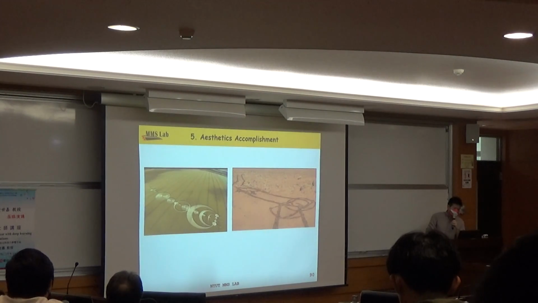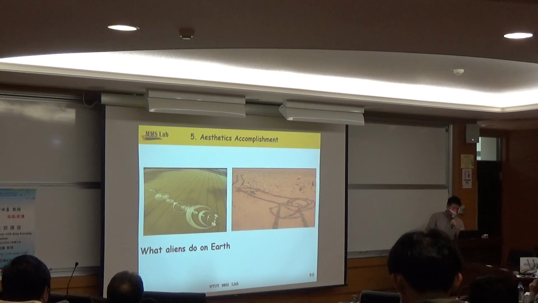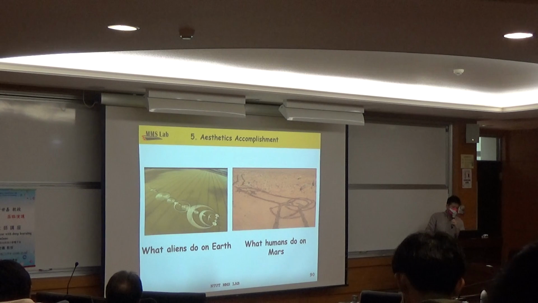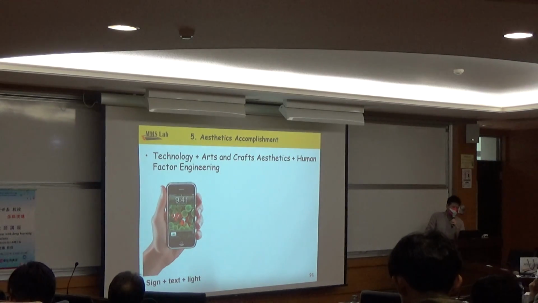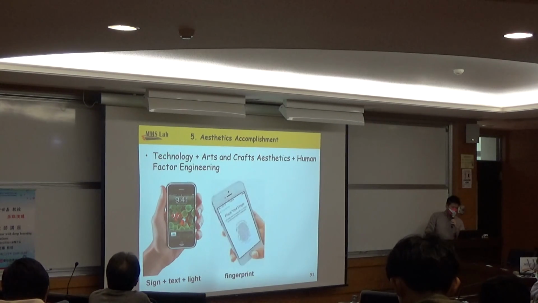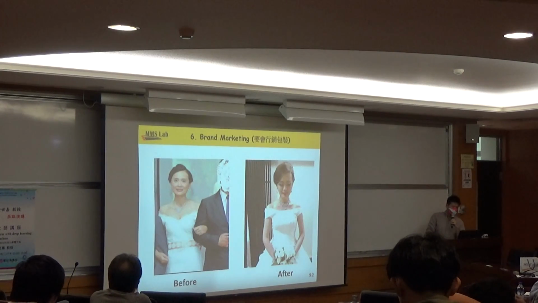So the next is aesthetic accomplishment. This is what the alien does on Earth, and this is what the human does on Mars. So we should make everything more beautiful, okay? For example, for technologies, you should combine technology and arts and human factors engineering, so that everything is straightforward and user friendly.